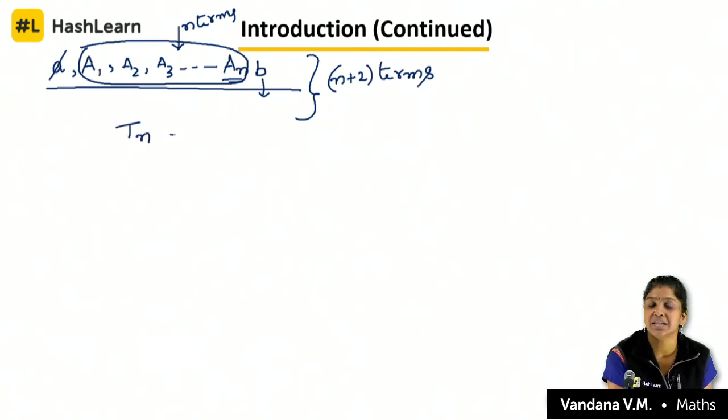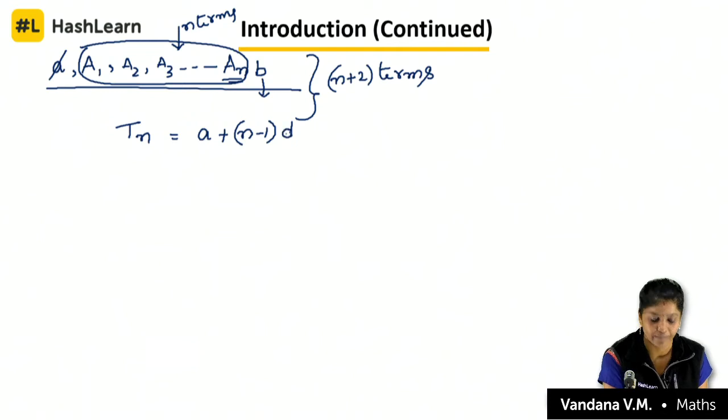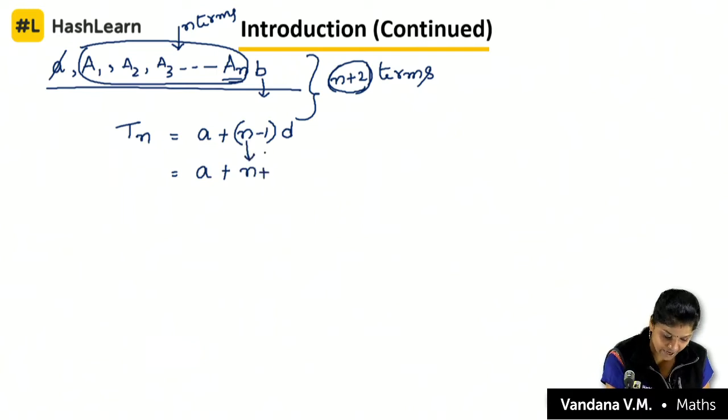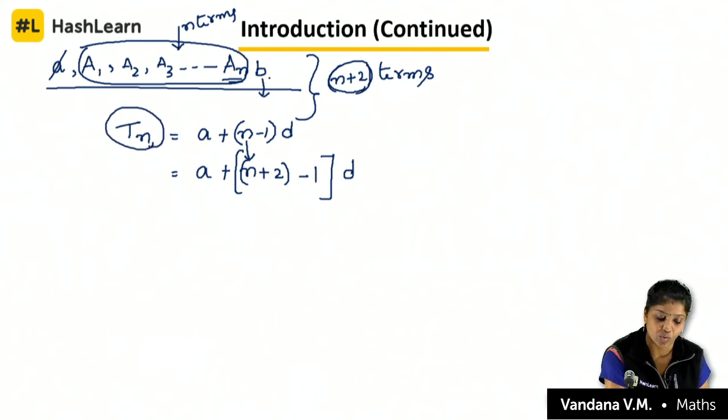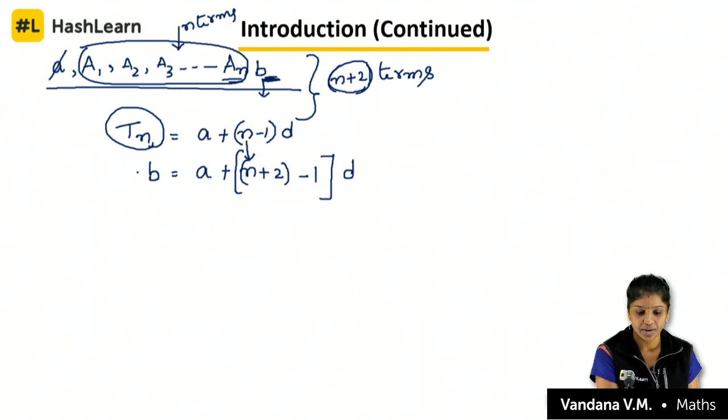This B is the n plus 2 term, isn't it? So, how to write this? Usually, the nth term in the arithmetic progression we write as a plus n minus 1 into d. Here, my B value is the n plus 2th term. So, the first term is a, and totally n plus 2 terms are there, minus 1 into d. We don't know the common difference over there, but the term I know. What is that term? That term is B. Clear, children?